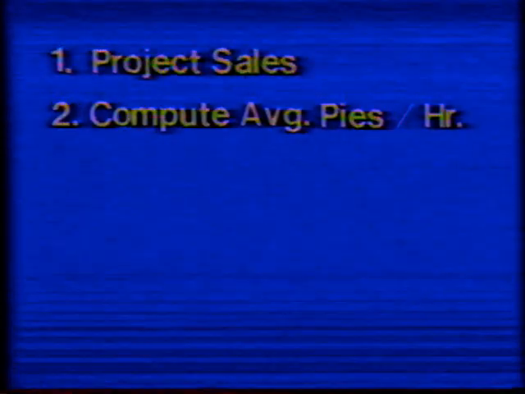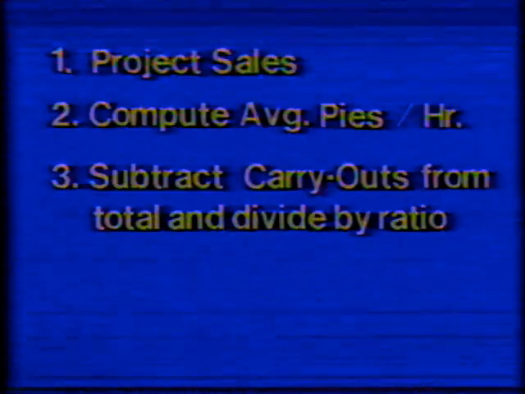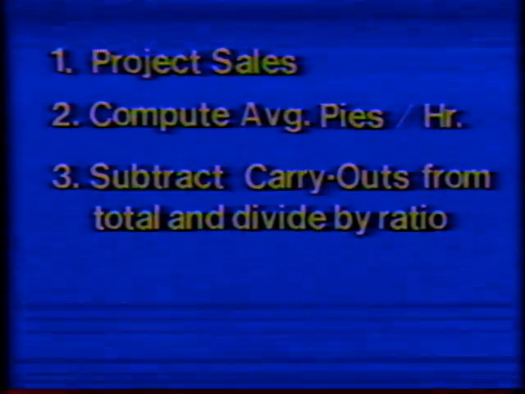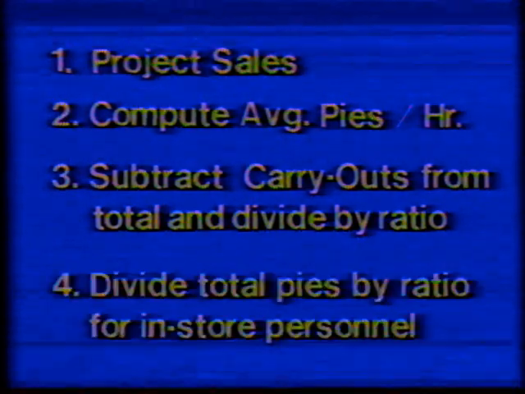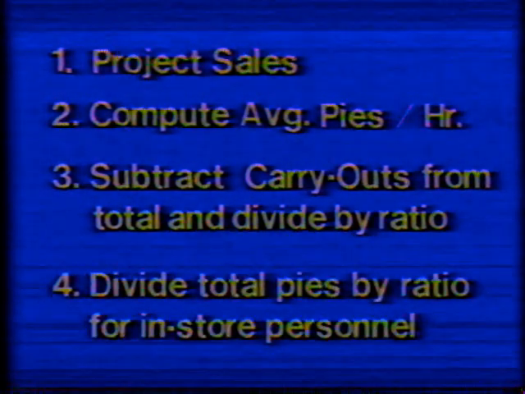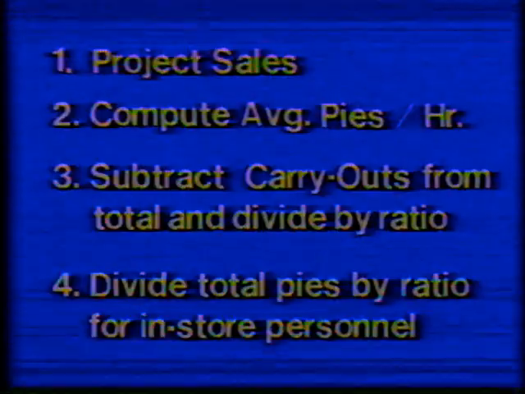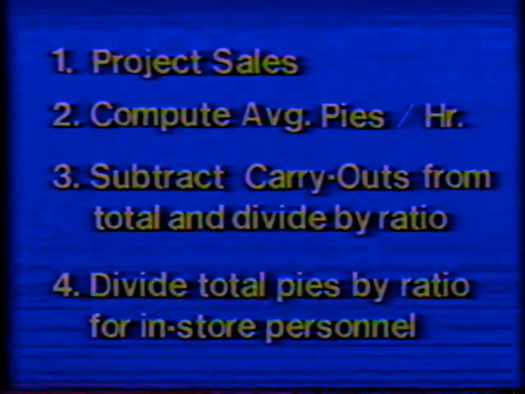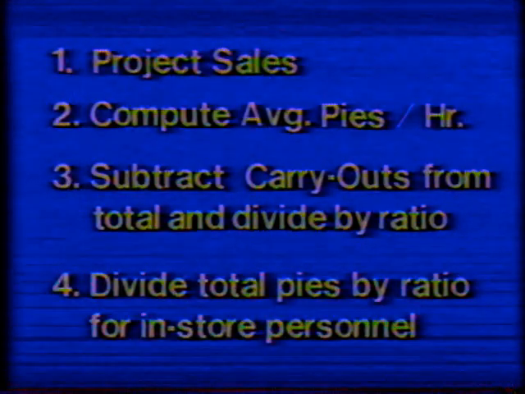In summary, the first step is to project your sales. The second step is to compute your average pie counts per hour. The third step is to subtract carry-out orders from your total pizzas delivered and divide the number by your driver ratio. The fourth step is to divide your total pizzas for the hour by your in-store personnel ratio and write these numbers into your worksheet. Turn off the tape until you have completed these steps.